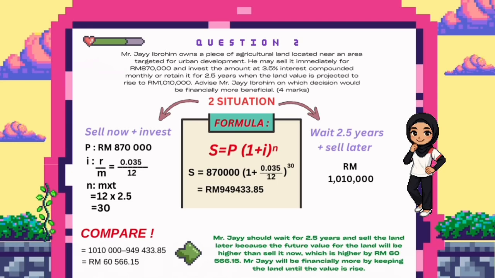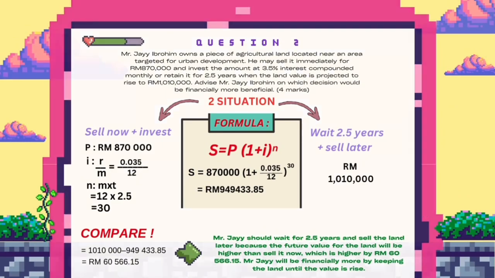If Mr. J waits for 2.5 years and sells later, he can get 1,010,000 ringgit. In conclusion, Mr. J should wait for 2.5 years and sell the land later because the future value of the land will be higher than selling it now, which is higher by 16,566 ringgit and 50 cents.